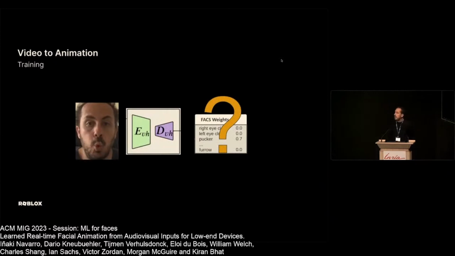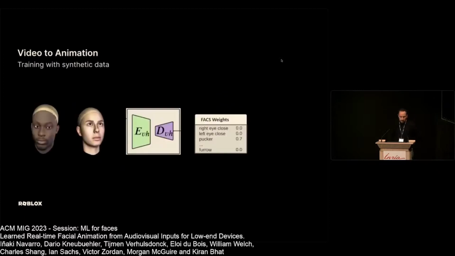So now the question is, how do we train this network using supervised training? Because given a real image, there's no correct or exact definition of what the FACS weights for it are. So the solution, immediately, is to use synthetic data. This has also the advantage that you have perfect labels. And in addition, you can get a nice distribution in terms of gender, ethnicity, etc.